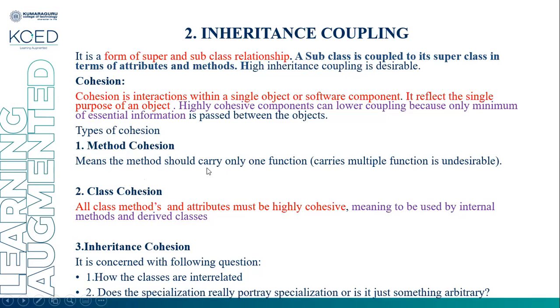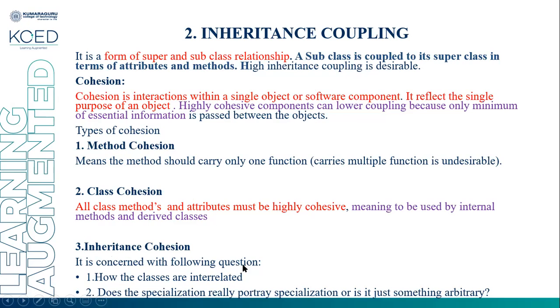Method cohesion and class cohesion. In method cohesion, the method should carry only one function. Class cohesion means the attributes and methods of a particular class are used by other methods of the same class or the inherited classes.